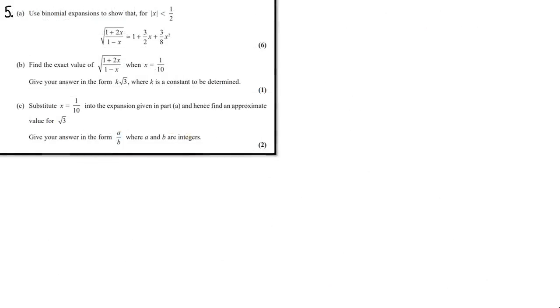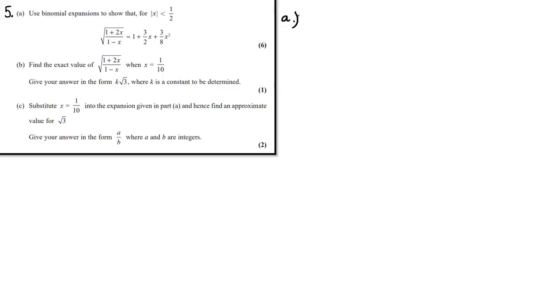Moving on to question 5 now, we have a question here on binomial expansion. And it's split into 3 parts. In part A, this is where the majority of the marks are found for this question. What we want to do is use binomial expansions to show that the square root of 1 plus 2x over 1 minus x is approximately 1 plus 3 over 2x plus 3 over 8x squared.